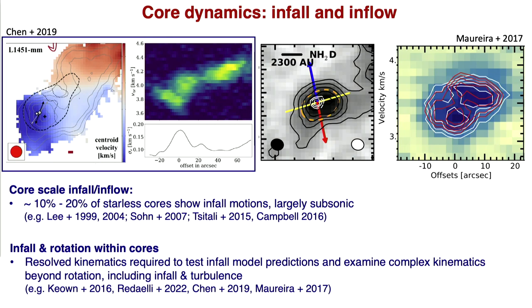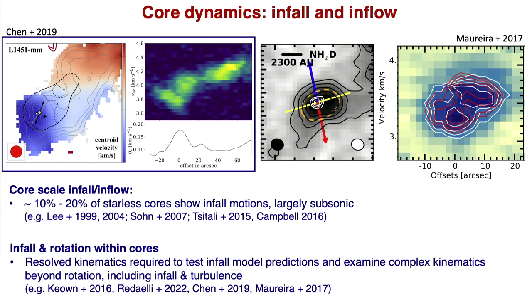But with just a core scale measurement, we really can't discuss too much the different models of how cores might actually collapse under gravity. Now with these high resolution observations, we can start looking at infall and rotation within cores, and really resolved kinematics are required to test these infall model predictions. When we look at cores on small scales, even though a core might show what looks like a smooth velocity gradient consistent with rotation, the position velocity diagram shows quite a bit of structure in the velocity, maybe multiple components. That's something we can tease out now with higher resolution observations.